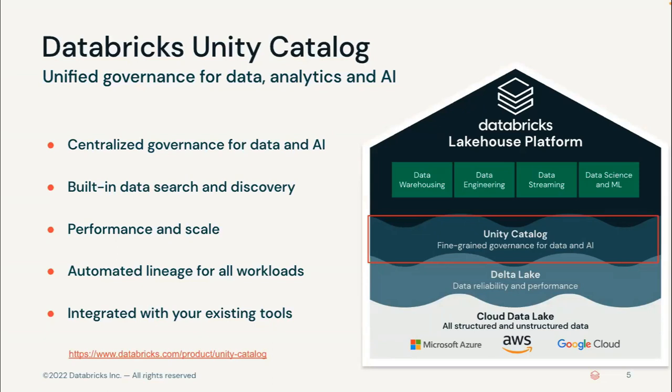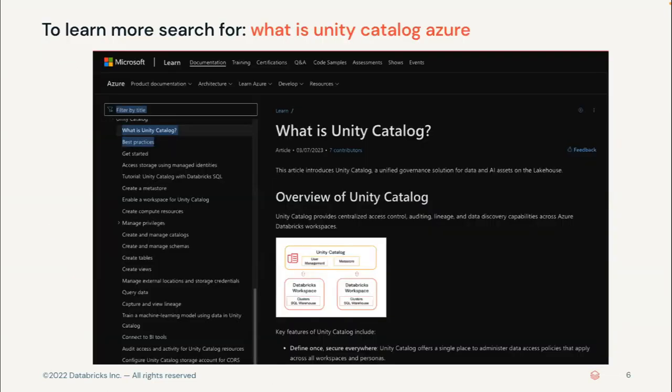The benefits of Unity Catalog have been covered elsewhere. I've included a link on the slide to get to our product page. So I'm not going to go into any more details on what the benefits of Unity Catalog are today. I'm assuming you'll have plenty of opportunities to learn about it if you'd like to. The documentation for it is easy to find. Just search the web for what is Unity Catalog Azure, and you'll find a link to this page right up at the top.